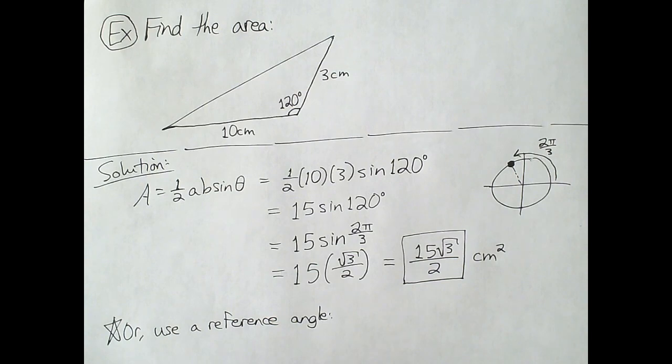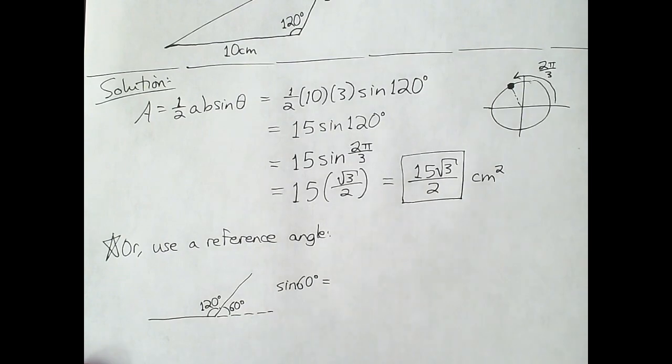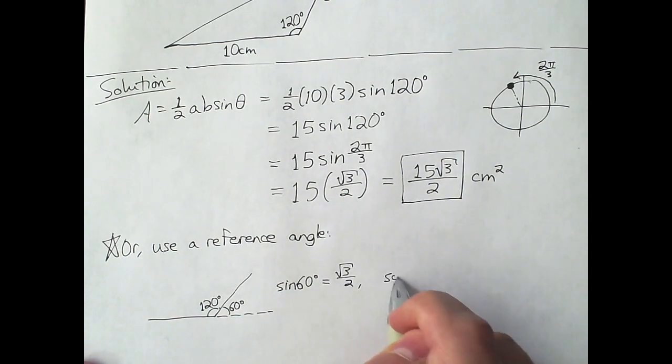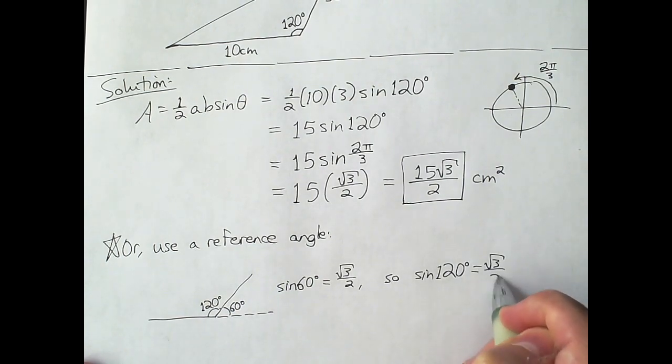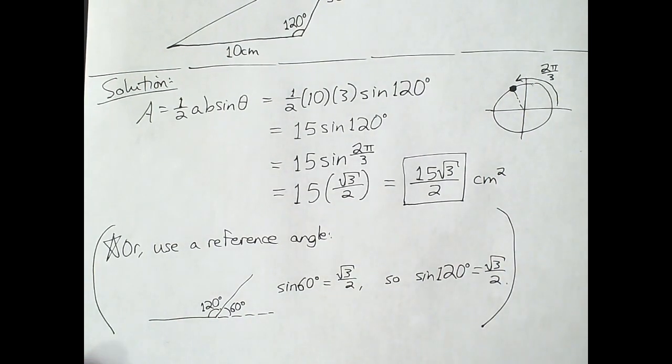You could say, here's the 120 degrees. So the reference angle that you would work with would be 60 degrees, and you would say sine of 60 degrees, and work with it that way if you prefer. And then you'd say, oh, well, sine of 60 degrees is the square root of 3 over 2. So sine of 120 degrees is the square root of 3 over 2. That's another way to approach the problem. Either way, you need to figure out what sine of 120 is.